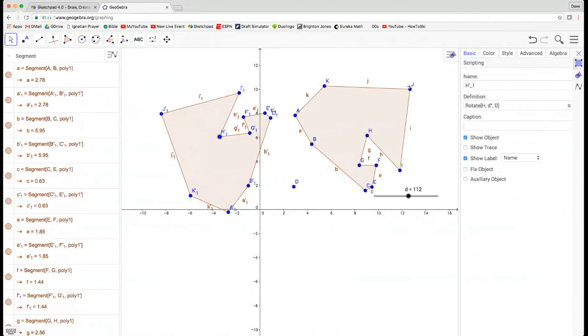Second, line segment lengths are maintained. If you want to measure line segment JK, it'll be the same as line segment JK over here. If you want to measure GF, it will have the same length as G prime, F prime on this side.